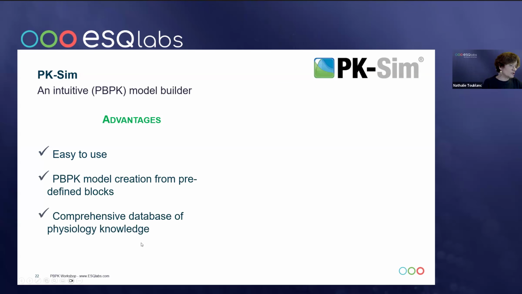Another advantage is a comprehensive database of physiology knowledge, which is the advantage of all PBPK software. Because of the way PBPK works, it's mechanistic, and you've got a lot of knowledge. Here we are at version 12, and every time there is more knowledge in the public domain, it's implemented in the software. You can have a lot of knowledge about enzymes, transporters, flux, physiology, anatomy, etc., which is excellent.